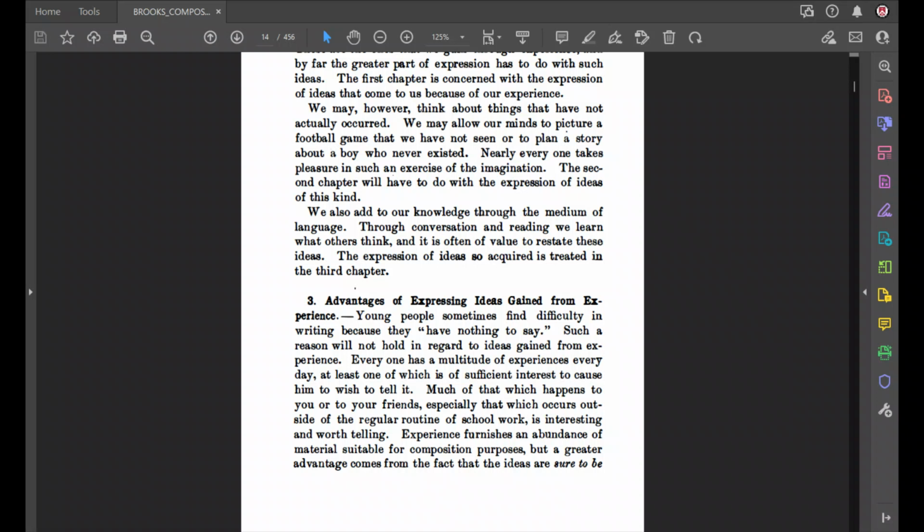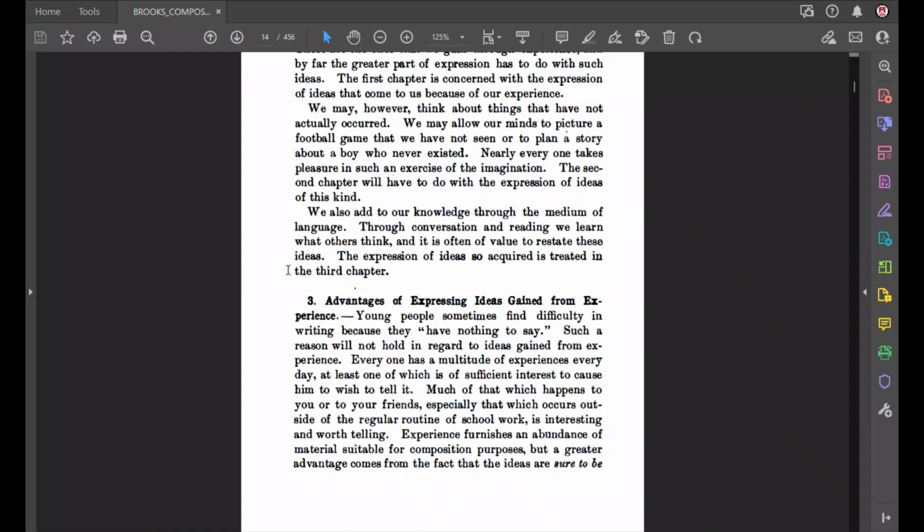And let's just take a minute and read through this lesson. Lesson number 3. Young people sometimes find difficulty in writing because they, quote-unquote, have nothing to say. And you know what that feels like. You've had to write before and you just don't know what to write. Maybe for a comprehension question in an assignment. Young people sometimes find difficulty in writing because they have nothing to say.